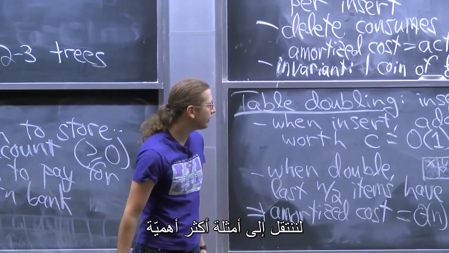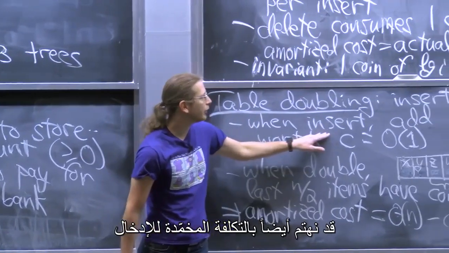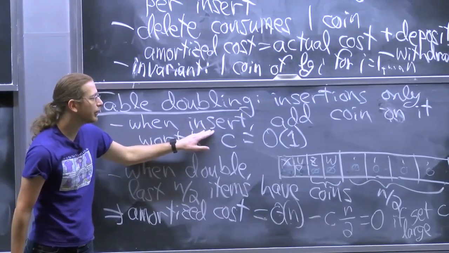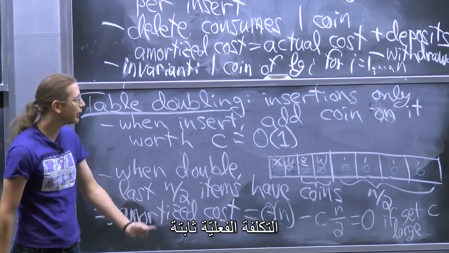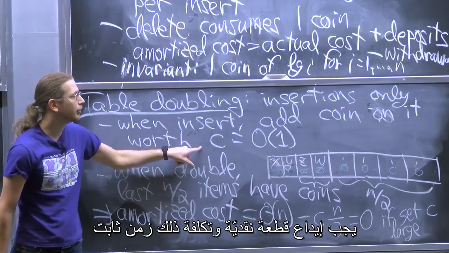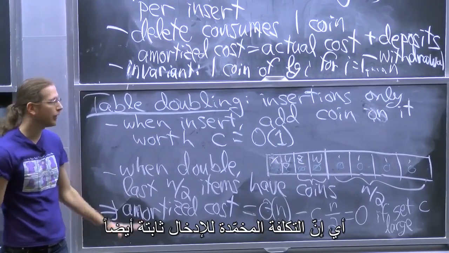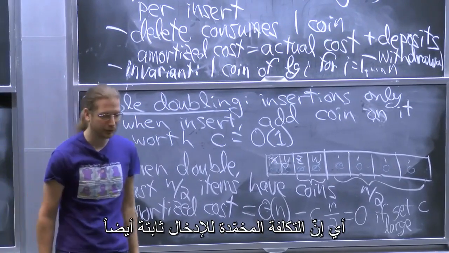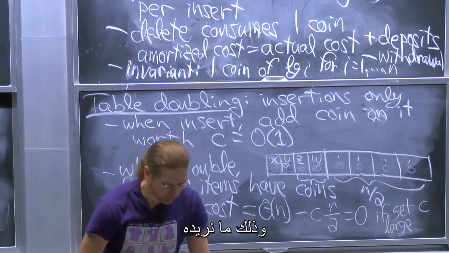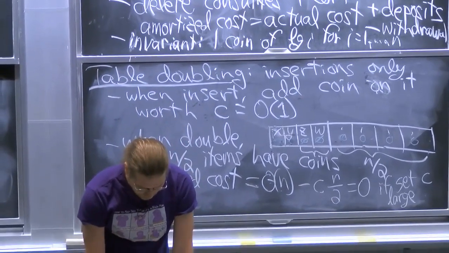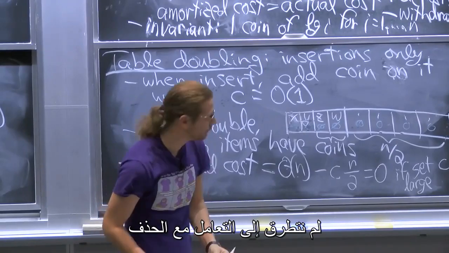Let's get to more interesting examples. I guess we also think about the amortized cost of an insert. It costs constant real time. Actual cost is constant. You have to also deposit 1 coin, which costs constant time. So the amortized cost of an insert is still constant. So that's good. Still, we don't know how to deal with deletions.